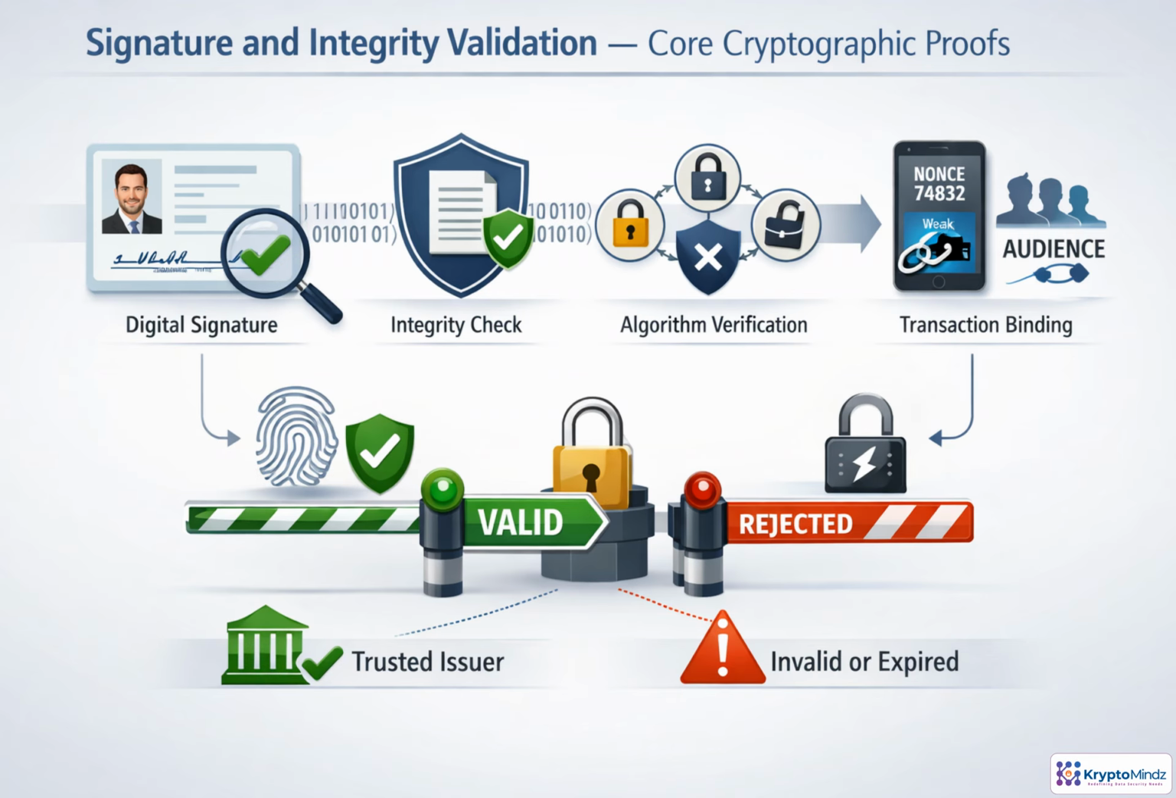Signature and integrity validation is your first hard security gate. Start by verifying the digital signature or proof using the expected public key. Confirm that every signed claim matches the protected payload. If a field isn't covered by the signature, treat it as untrusted. Enforce an allow list of algorithms and reject weak or deprecated ones. And finally, make sure the proof is bound to this transaction with the correct nonce and audience.